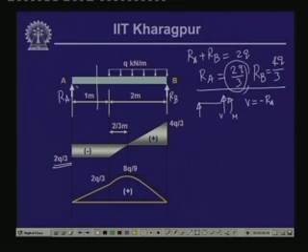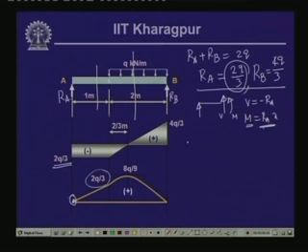In this segment between 0 to 1, the moment M equals RA into X, so it varies linearly with X. When X equals 0, the bending moment is 0. When X equals 1, the bending moment is 2Q by 3 kilonewton meter. Now, let us take another segment, from 1 to 3.